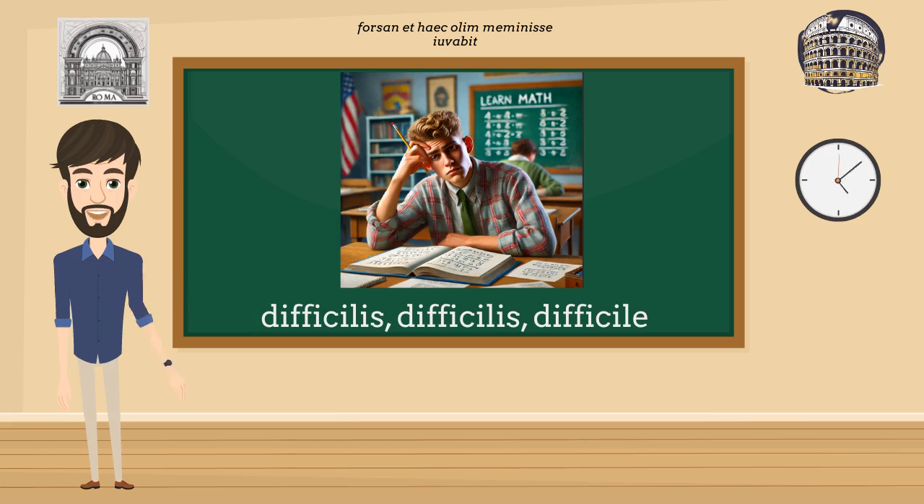Difficilis, difficilis, difficile. No, I didn't stutter. We used the form difficilis twice when we learned this adjective to remind ourselves that there are three basic forms of each adjective. The nominative singular in each of our three genders, masculine, feminine, and neuter.